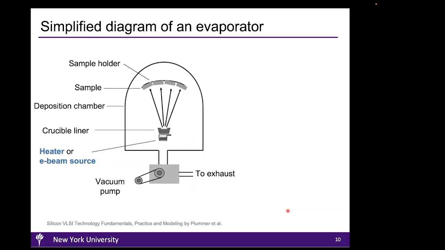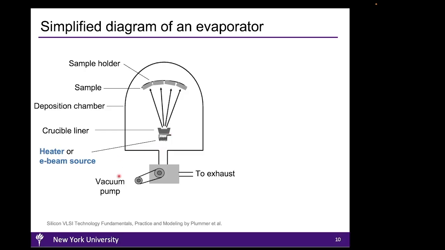With this background, an evaporation system consists of two main parts. First, a vacuum system to ensure the purity of the deposited material. Second, a heating mechanism for melting solids and generating vapor from the melt. Here is a simplified diagram of an evaporation system.